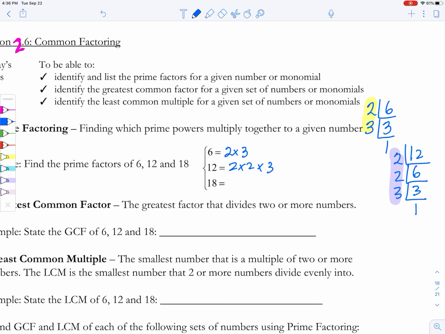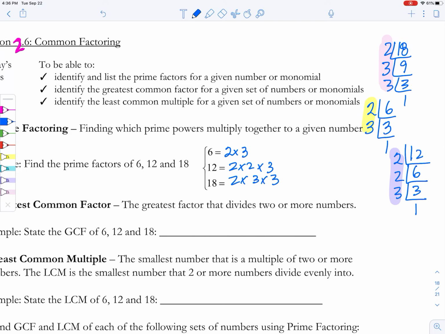And for 18, I'm going to do it up top. 18, 2, I get a 9. 3 goes into 9, a 3, another 3, and then we get left with 1. So the prime factors would be 2 times 3 times 3.